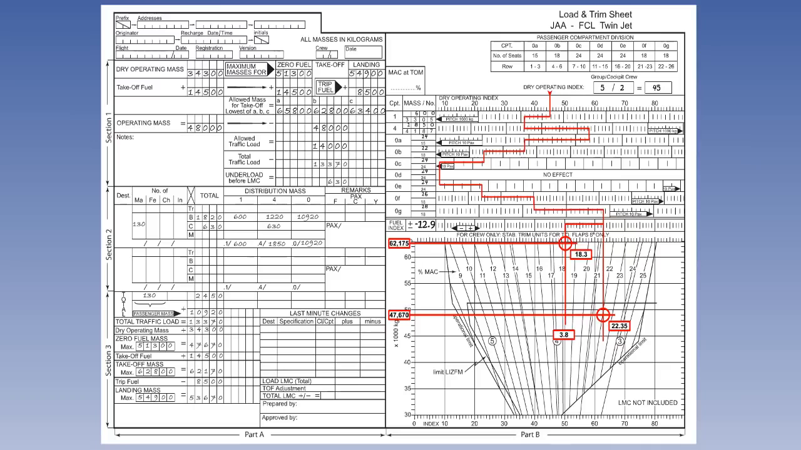In any mass and balance exam, it is very unlikely that students will be asked to complete either an entire Part A or Part B of the medium-range jet transport load and trim sheet. The questions asked will generally concentrate on sections of the load and trim sheet, and we will work through a typical question as an example.